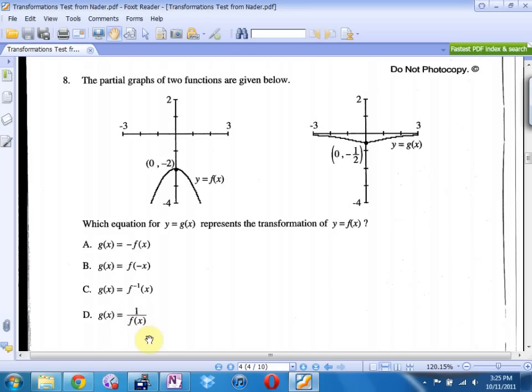By the way, I would have photocopied and emailed this out to you guys, but what does it say in huge letters right here? I don't have the rights to this. Otherwise, this is a nice little practice test, but sorry. Okay.